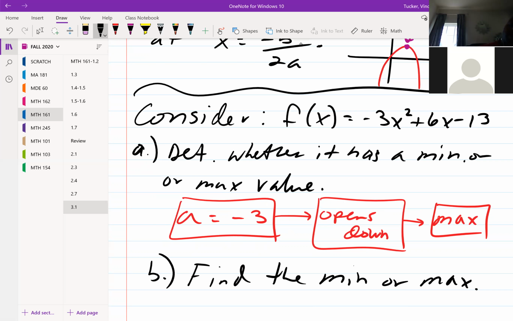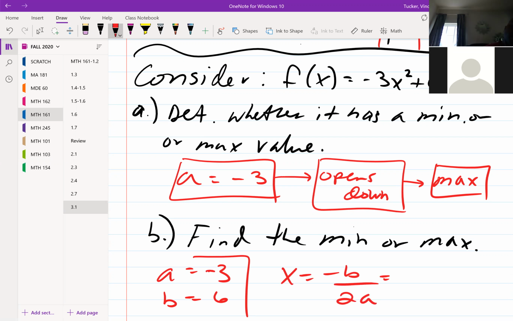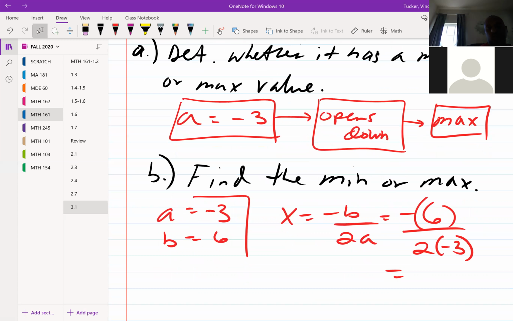Okay, find the minimum or maximum. So a is equal to negative 3, as we already stated. B is equal to 6. That means x is equal to negative b over 2a. So that's negative 6 over 2 times negative 3. That's negative 6 over negative 6, which is 1. For my x, or I guess I should have said h. I put an x, I should have said h.